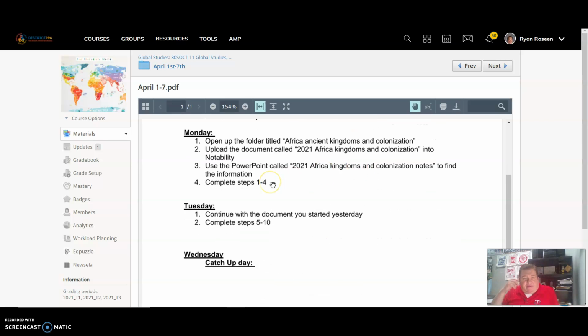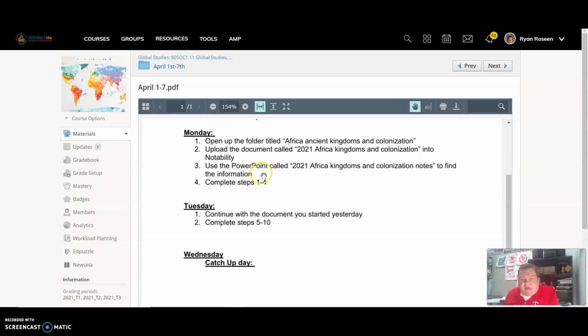Monday, we're going to move on with Africa, and we're going to start talking about the ancient kingdoms and something called colonization. All right, so with this, there is a folder. This is a note sheet that we're going to be looking at, and it's going to be interactive again, like usual, where you will find in there some primary documents, some primary pictures, a couple of video links that we're going to be looking at as well.